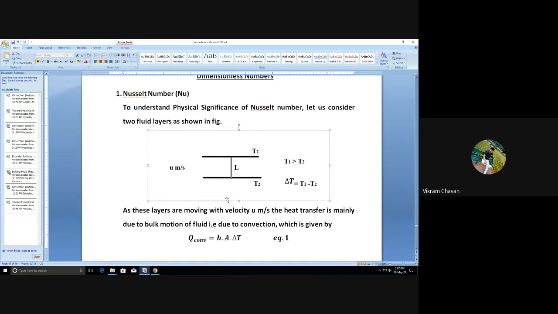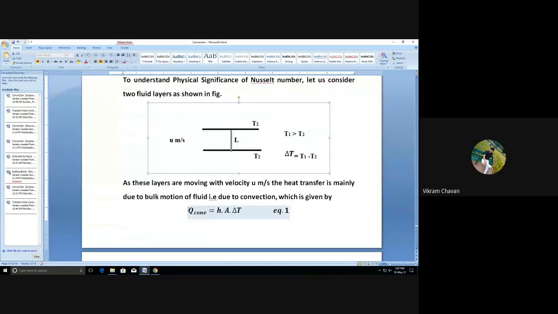So at the initial stage we are considering the layers of fluid flowing with u meter per second, and the heat transfer from the first layer to the second layer happens because of convection. So we can write the convection heat transfer equation as Q convection is equal to H multiplied by A multiplied by delta T. This will be our first equation.